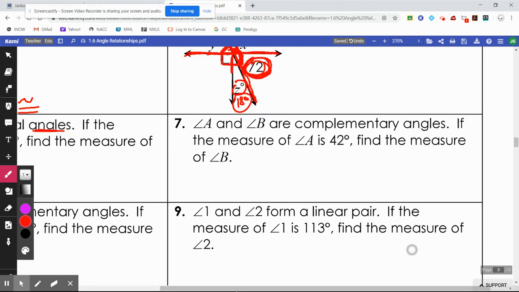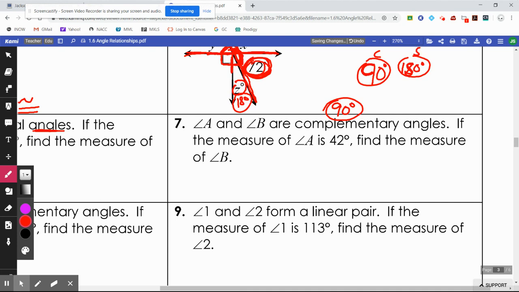Angles A and B are complementary. Before we go any further, if they're complementary angles, that means they have to add up to 90. Let me show you a trick here that I could have showed you a while ago. A way to remember complementary versus supplementary: complementary are two angles that add up to 90 degrees. Notice that I can make that 90 out of that C. And supplementary means they add up to 180. So complementary, 90, supplementary, 180.